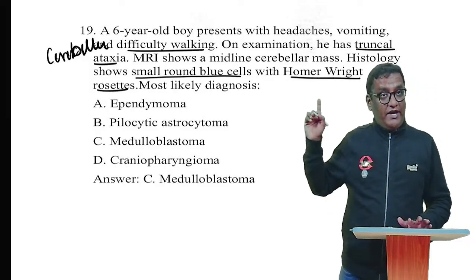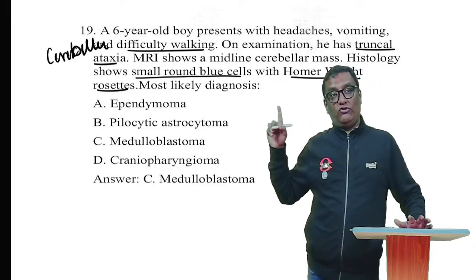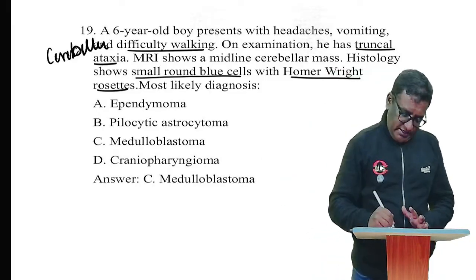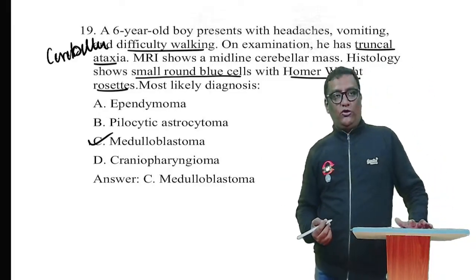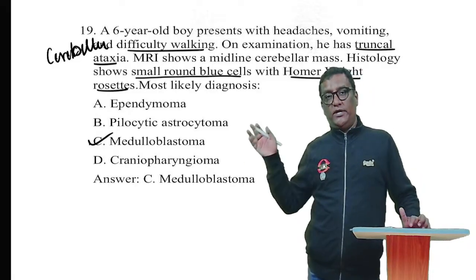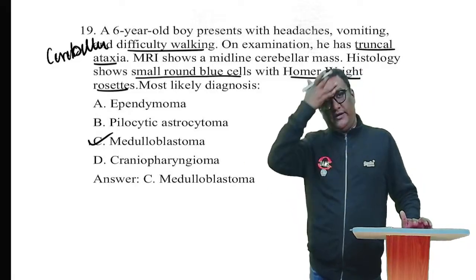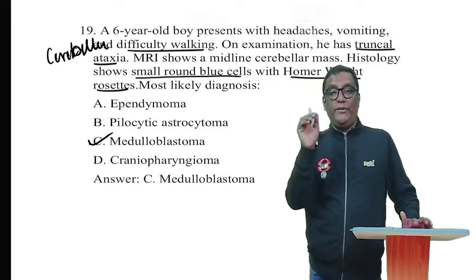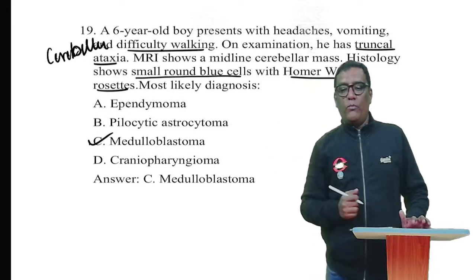So another rosette we had discussed, pseudorosettes perivascular, was in ependymoma. Homer Wright rosette, characteristic answer, medulloblastoma. It is a malignant tumor in the posterior fossa in children, right? Medulloblastoma. It will be a small round cell tumor with Homer Wright rosettes.